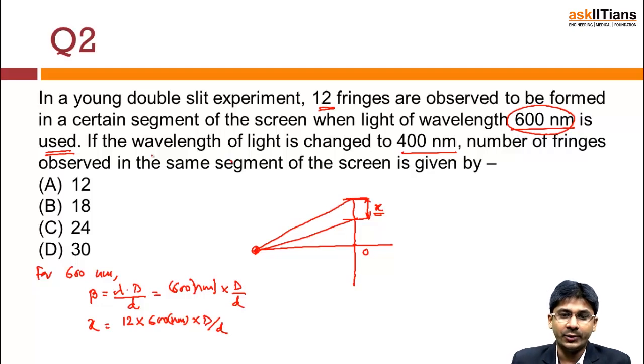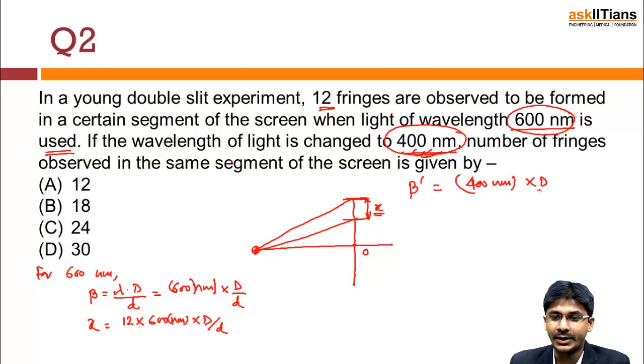Okay, now what it says further is, if the wavelength of light is changed to 400 nanometer, the number of fringes will be given by, what is the number of fringes? Now suppose when the wavelength is this, what is the fringe width? Beta dash, this will be lambda times capital D by small d.